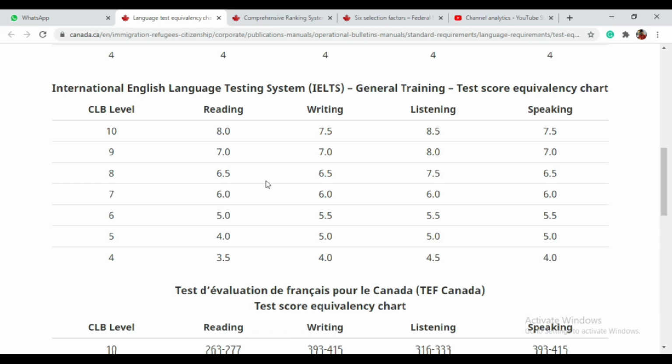So this is the purpose of this video, just to explain the difference between IELTS results and the CLB level. I mean, CLB level 7 is basically overall IELTS 6 bands, right? And by the way, this is the minimum eligibility criteria. If you score below CLB 7, you are not eligible for an Express Entry profile.